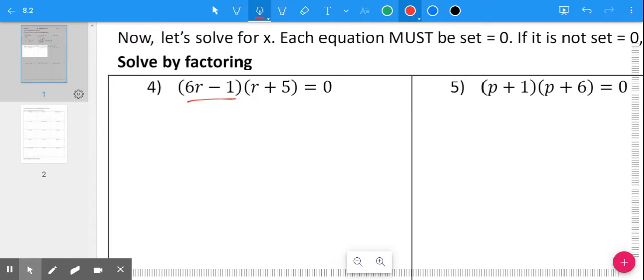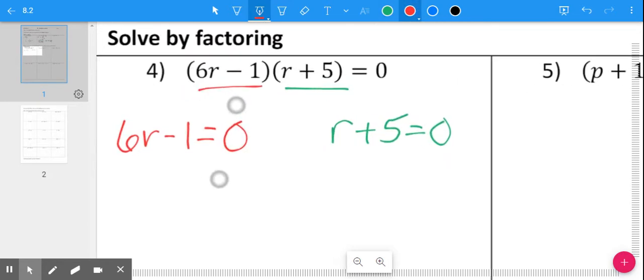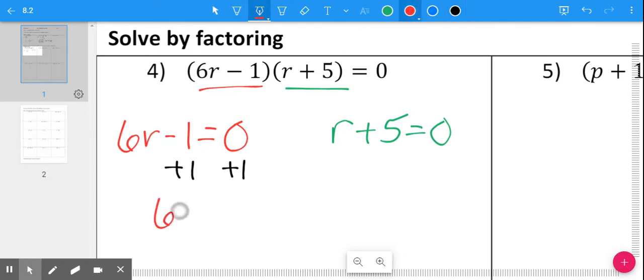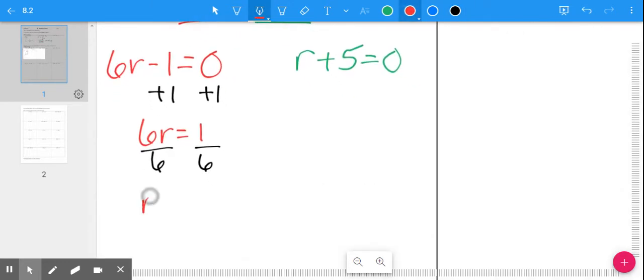So we have 6r minus 1 equals 0. And r plus 5 equals 0. And you solve each of these. So on the first one, first step, add 1 to both sides. You're left with 6r equals 1. Divide by 6 on both sides. And r equals 1/6. So that's 1 zero to this, 1 intercept, 1 solution to this quadratic.